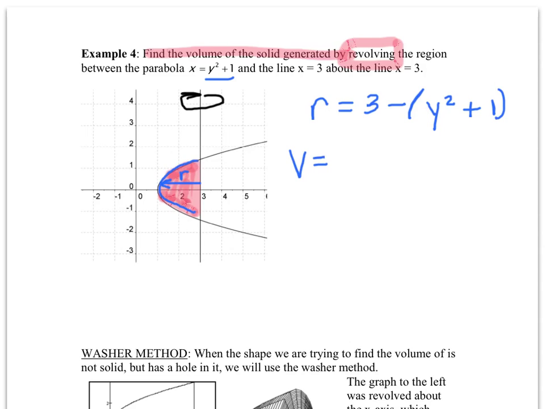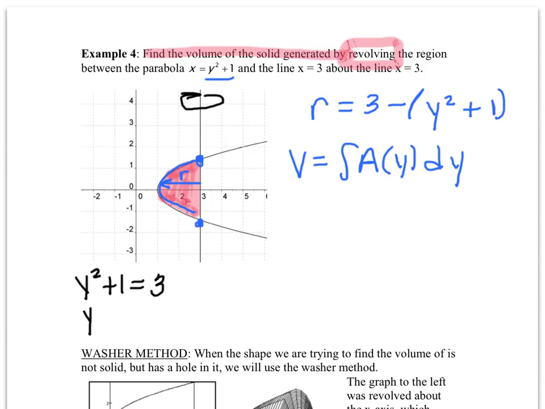For volume, you just need to integrate the area. And since we're revolving this about a vertical line, we're going to integrate in terms of y. So we would need to know the bottom y value and the top y value. If this was a non-calculator question, all you have to do is find where these two things intersect. So y squared plus 1 set equal to 3. That's what the two x values equal. So you just set them equal to each other, and you get y squared equals 2. Therefore, y equals plus or minus radical 2.